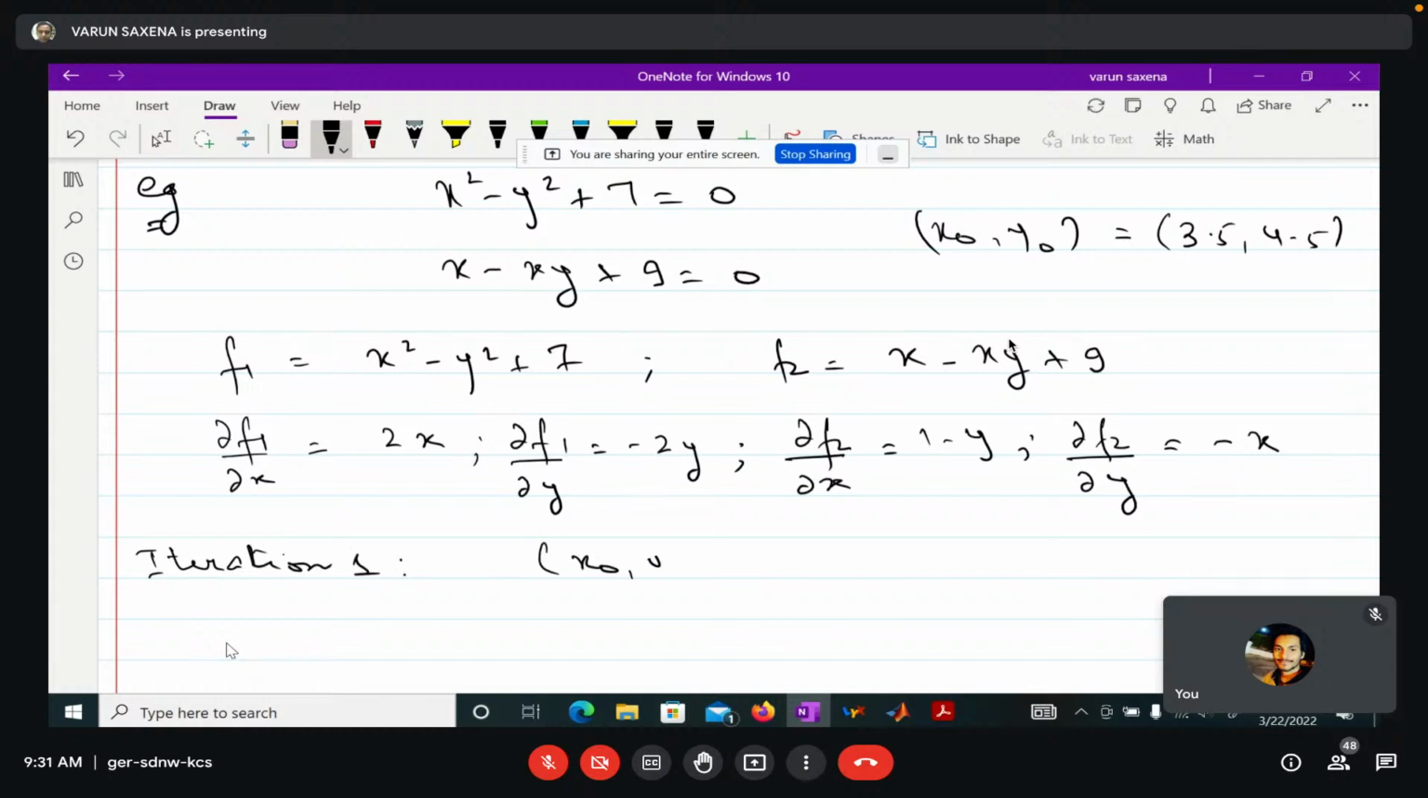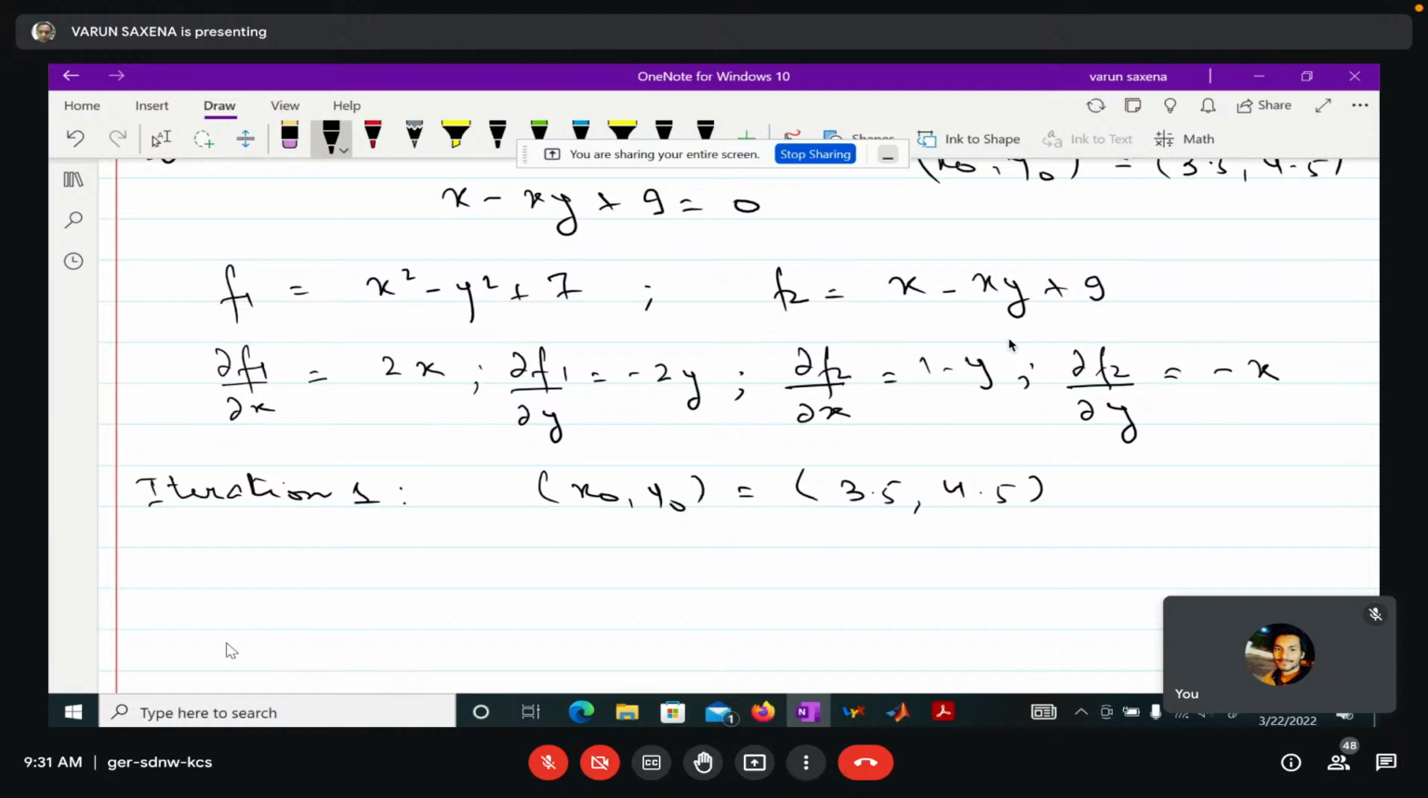So first iteration, x naught, y naught is 3.5, 4. Now I find out all f1, f2 and all the partial derivatives at these points. So f1 is 3.5 square minus 4.5 square plus 7, and this value comes out to be equal to minus 1. I have a written solution, so you don't need to solve, just look at it.